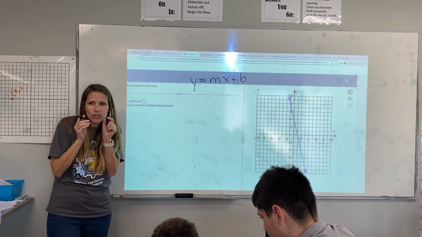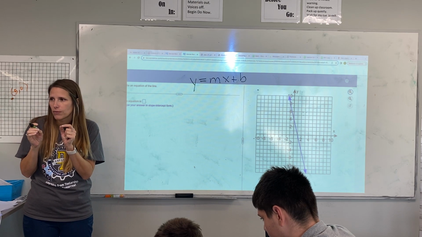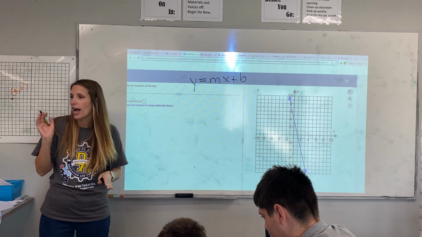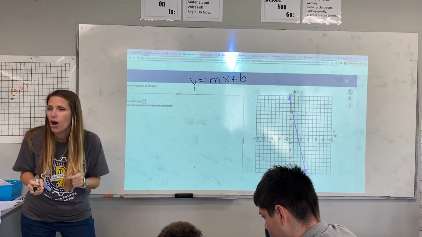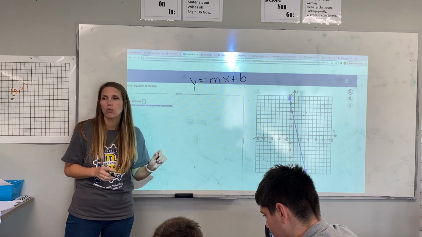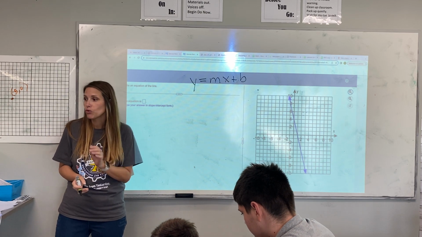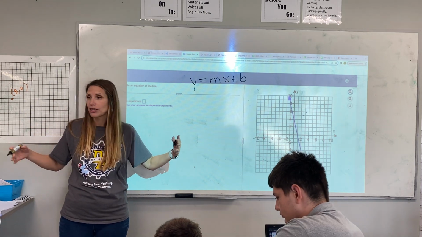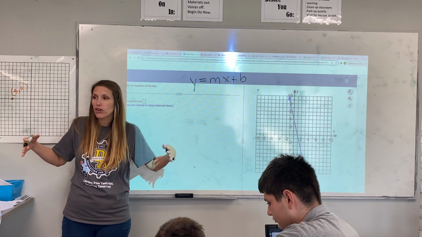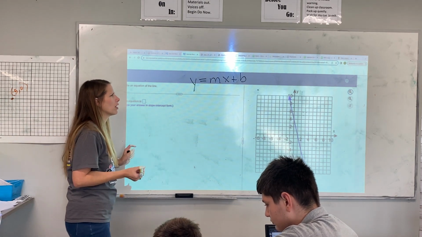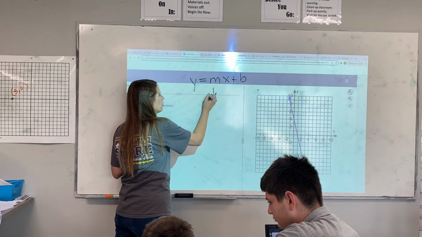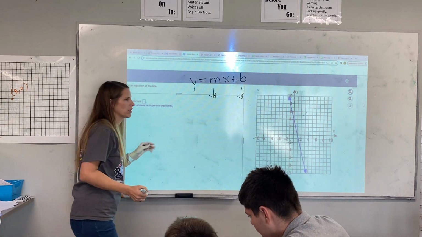The only two things that we need to fill in are the slope and the y-intercept. Then you write the equation as your answer. So your answer is going to be an entire equation. Okay, Jocelyn? This is number 12. So, all I need is my slope and my y-intercept.